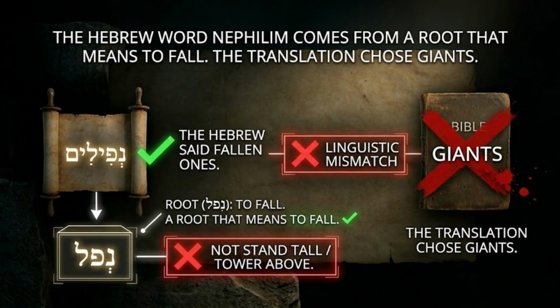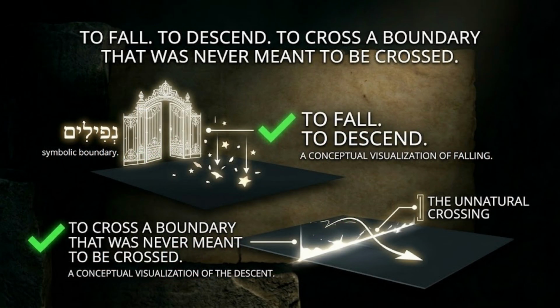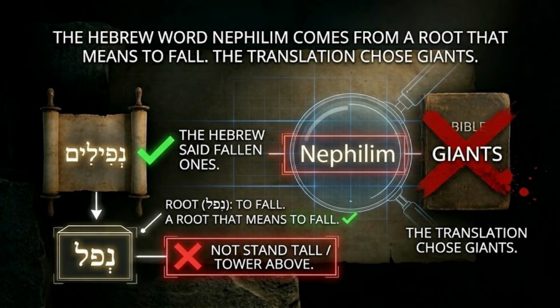Here is the verdict. The Hebrew word Nephilim comes from a root that means to fall, not to stand tall, not to tower above, to fall, to descend, to cross a boundary that was never meant to be crossed. The translation chose giants. The Hebrew said fallen ones. Verdict first, evidence later. Let's look at the grammar. Let's go straight to the crime scene.